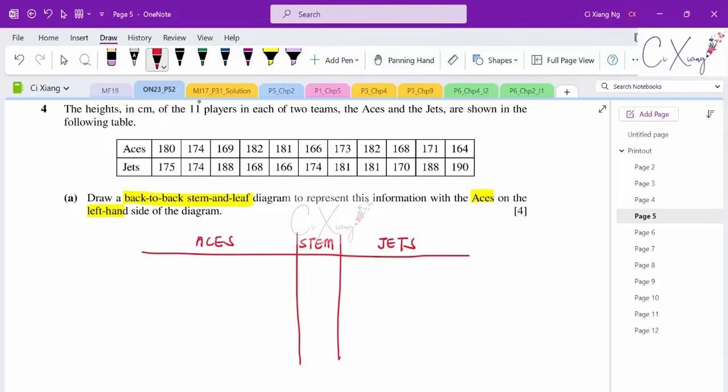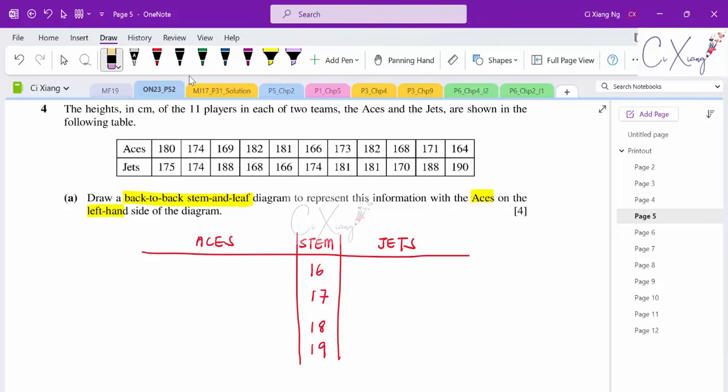Okay, so first of all, let's decide the smallest value. For the smallest value here, I think it should be 164. Then if you're looking for the highest value, I think it's this one, 190. So the smallest value is 164, the highest value is 190. Therefore, your stem can start from 16. Okay, and all my leaves here will be a single digit. Right, so 16, then I'm having 17, 18, and also 19.